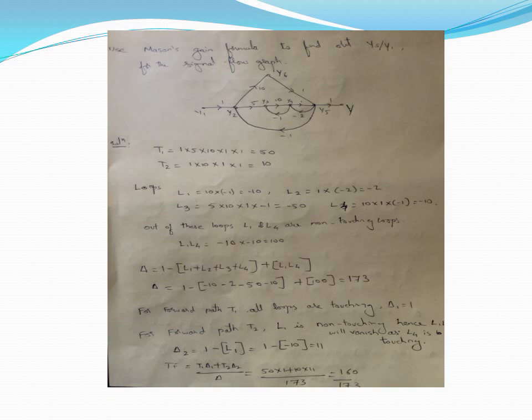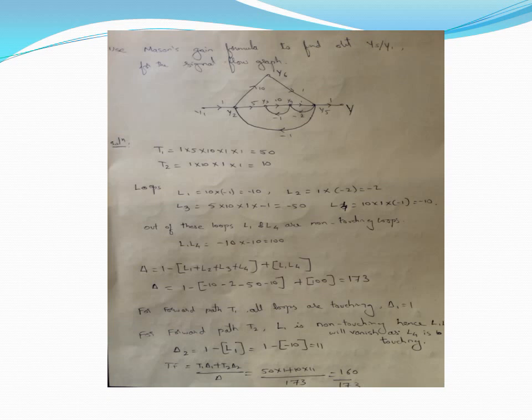So the next step is to find the number of loops. Here we can see the loops. Starting from y3 going to y4 and coming back to y3: 10 into minus 1, minus 10. Then we have another loop going from y4 to y5 and coming back again: 1 into minus 2, minus 2.